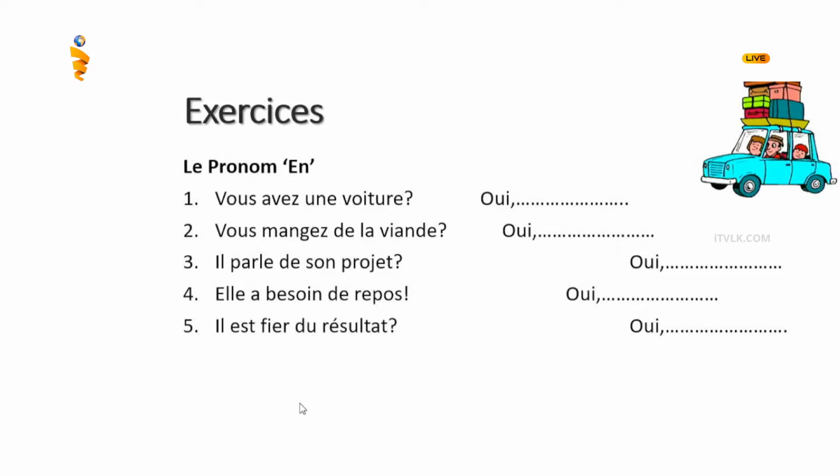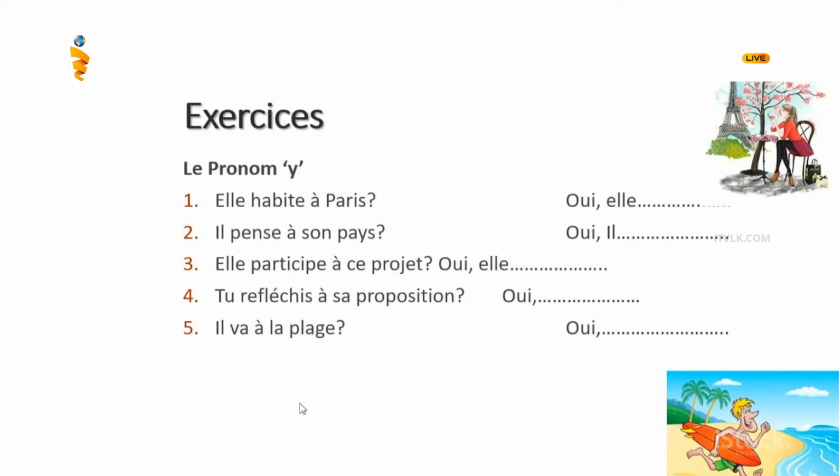Shall we look at some more questions? Yes. Here you have to use the pronoun y to answer these questions. Elle habite à Paris. À Paris. Preposition plus place. Yes, you can replace à Paris by using the pronoun y. As we have a simple tense here, you have to place the pronoun y before the conjugated verb. Very good. You have to say oui, elle y habite.